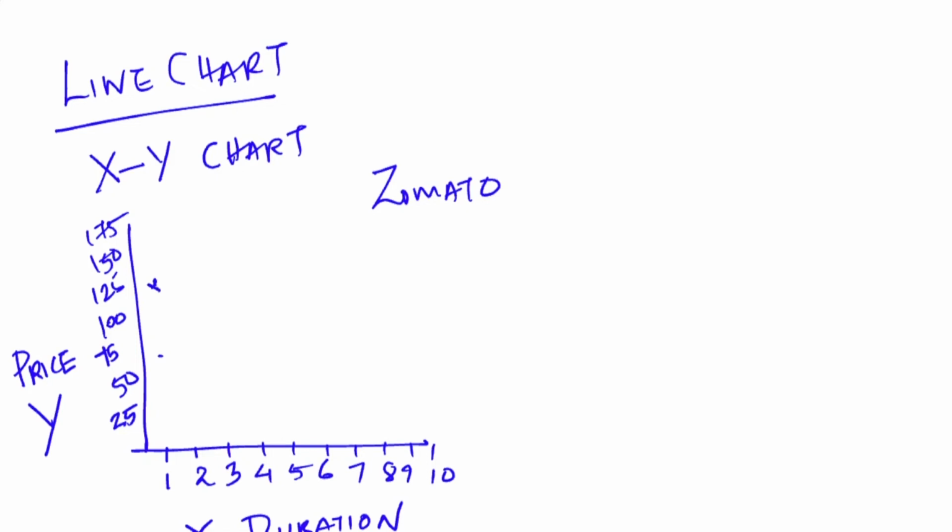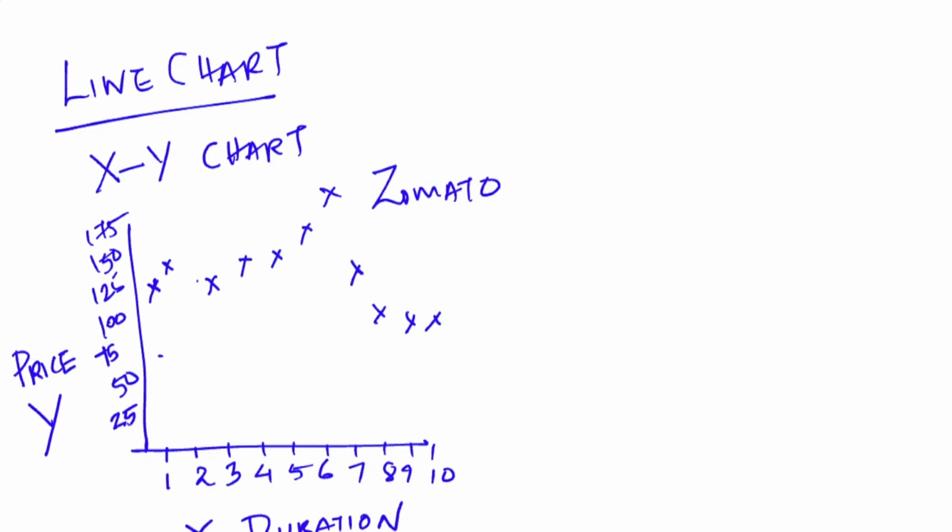Here for example, we will plot 125 on the first month. On the second month, it can be say 130. Again, it comes back to say 120. Then it was in a zigzag manner for the first few months. After that, it went to 150, then 175. From that, it dropped to say 100, then 80. Now it is stabilizing near the 80 range.